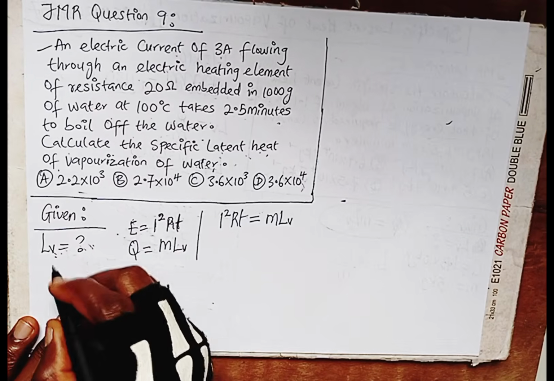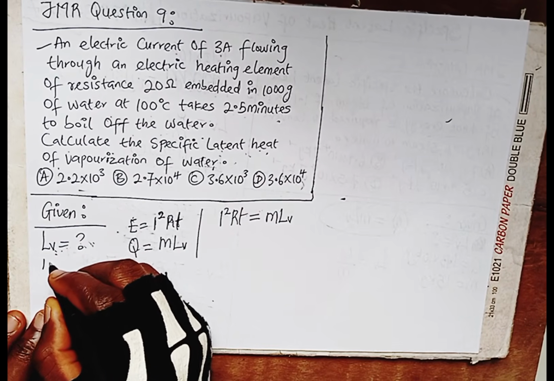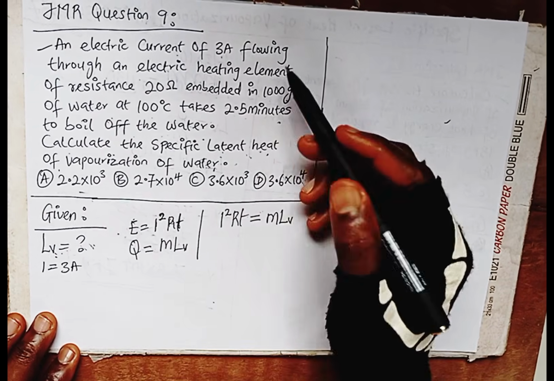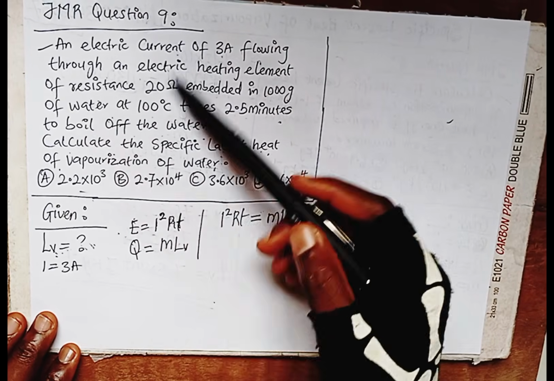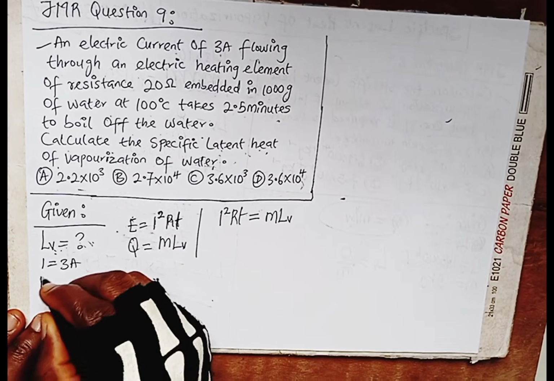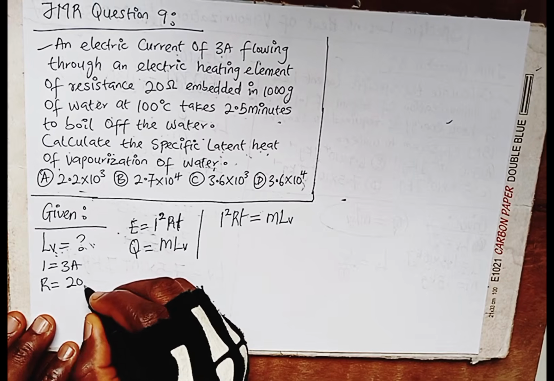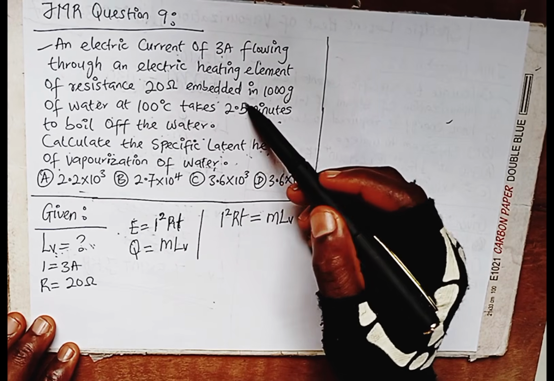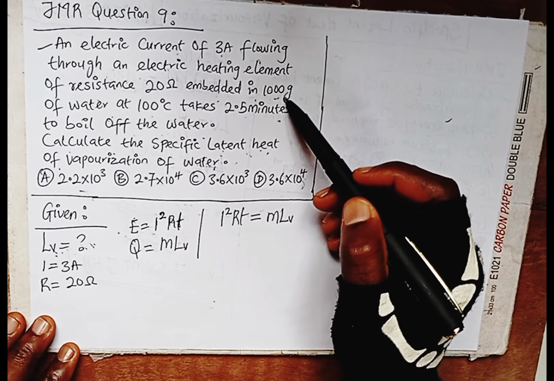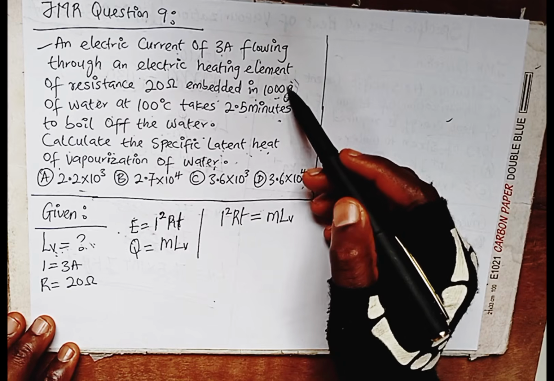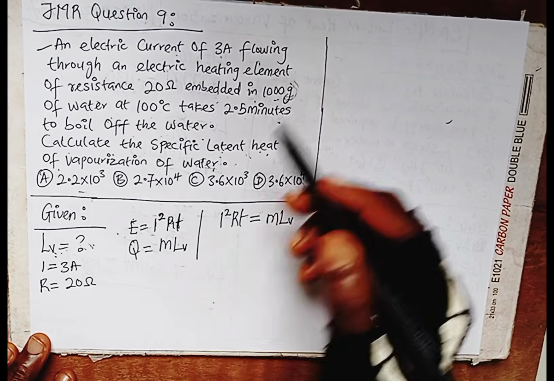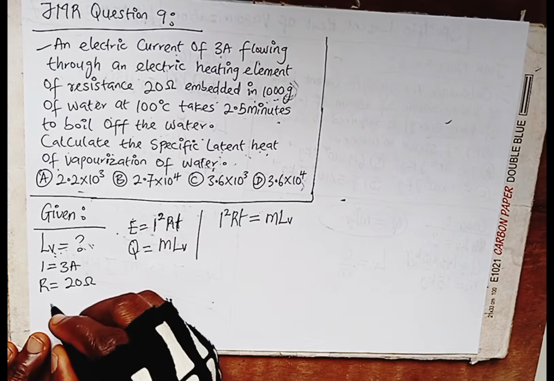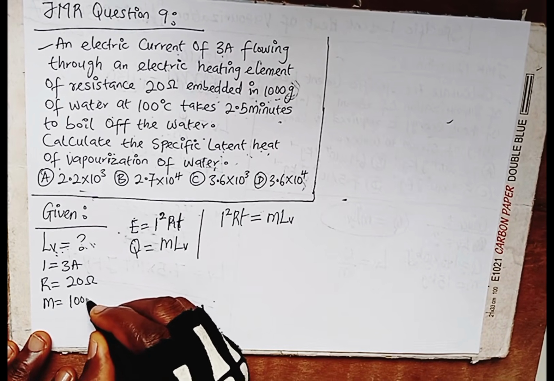The first one is current. We are given current, which is I equal to 3 amperes, flowing through an electric heating element. You can see that I'm reading slower now to write out all the parameters given. Of resistance, the resistance R is equal to 20 ohms. Then embedded in 1000 gram. Gram is not a standard unit, so we'll have to convert. So the mass is equal to 1000 gram.